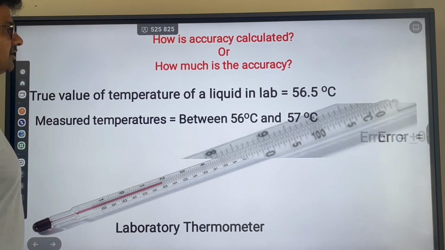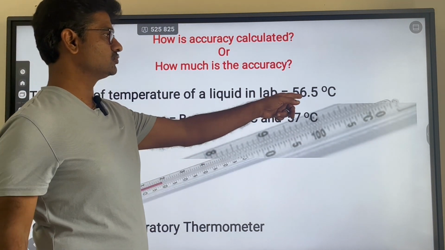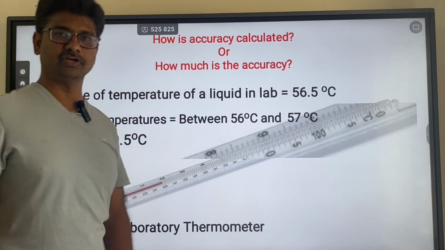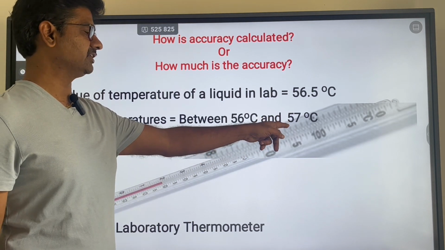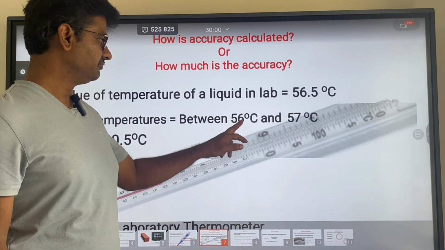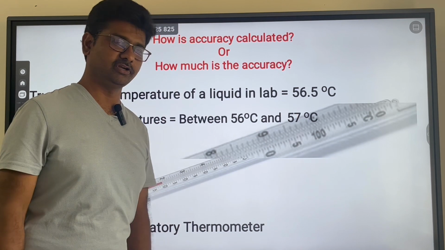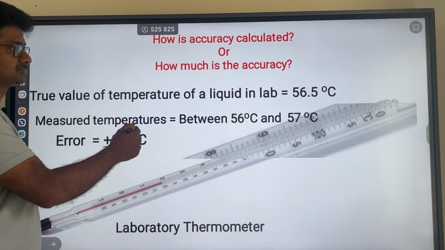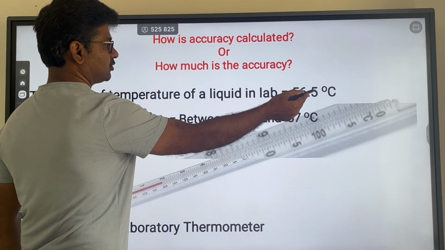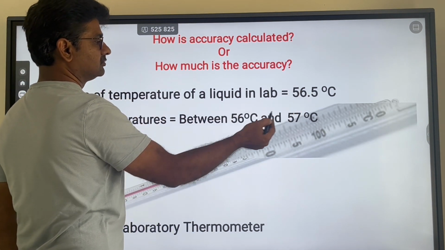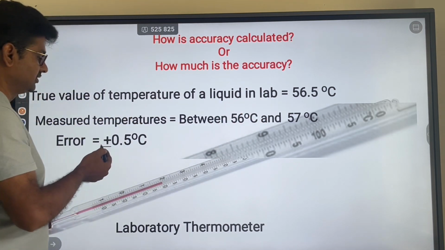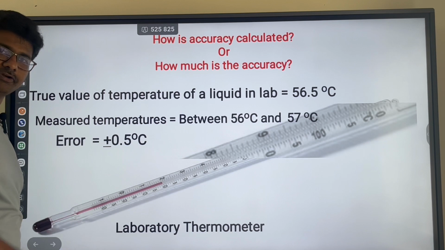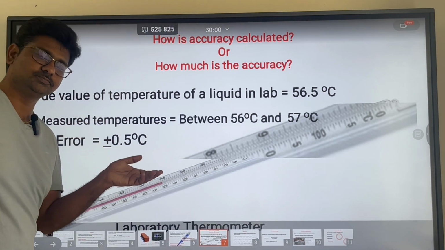So what is the error now? The difference between the true value and the measured value. On one side it is 0.5, on the other side it is 0.5. If it is 57, you are getting plus 0.5. If it is 56, the error is minus 0.5. So the error is plus or minus 0.5. 56.5 is the true value. You are getting 56, that means an error of minus 0.5, and you are getting 57, an error of plus 0.5. So this is the error.